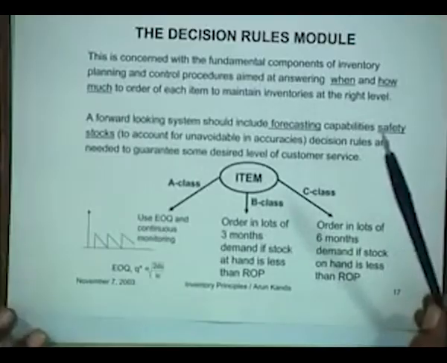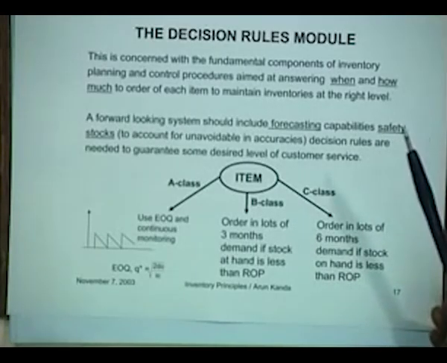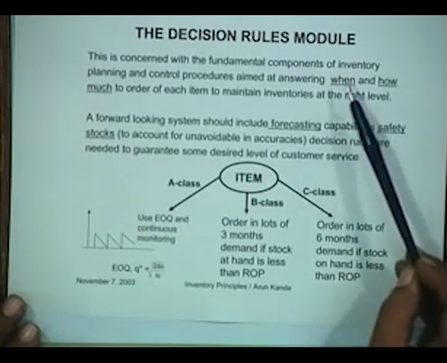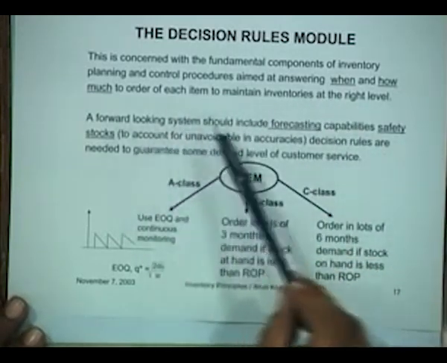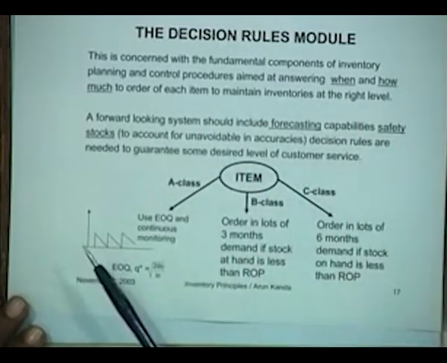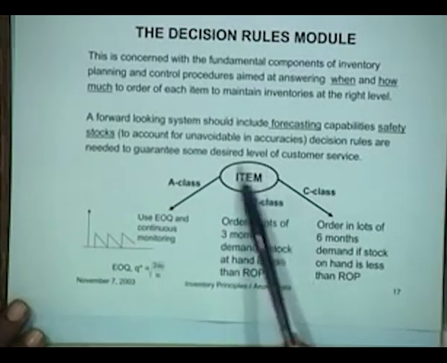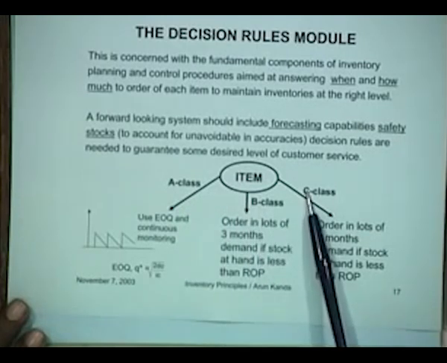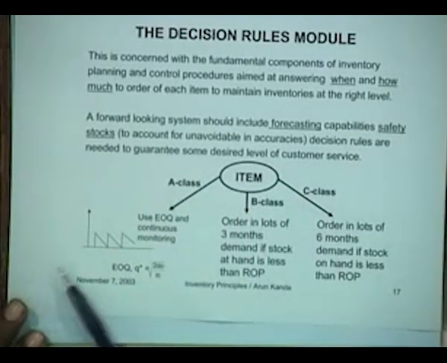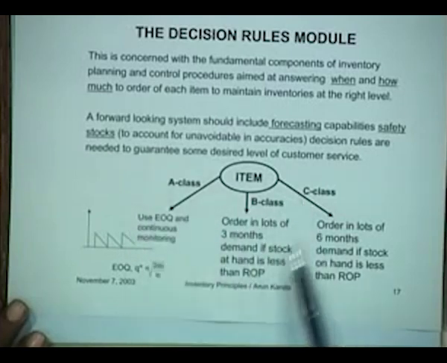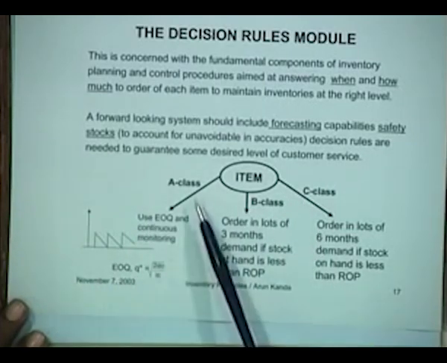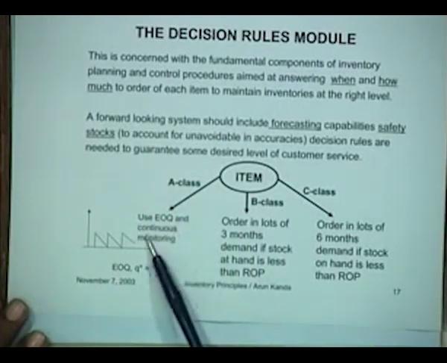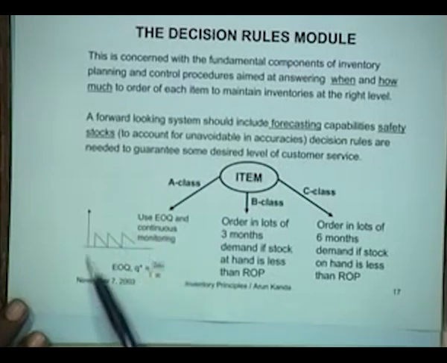Then the second major component is the decision rules module, which will provide what kind of decisions have to be taken on various kinds of items. For instance, depending upon whether it's an A class item or a B class item or a C class item, which information is available in your inventory system, if it's an A class item, you can use EOQ and continuous monitoring and use a formula like this.